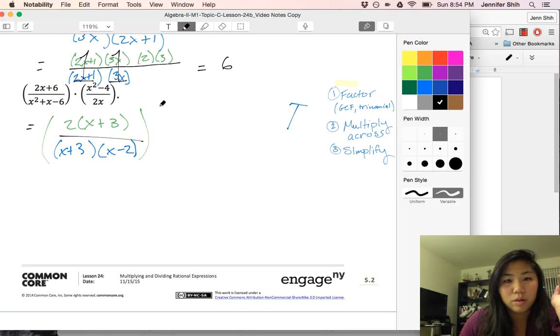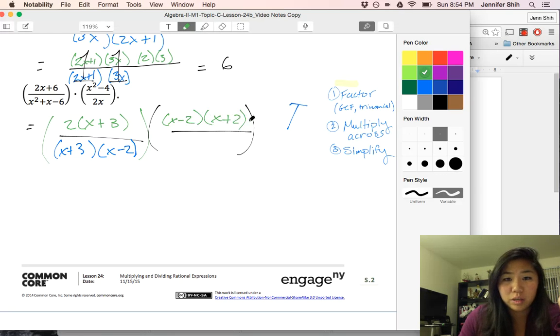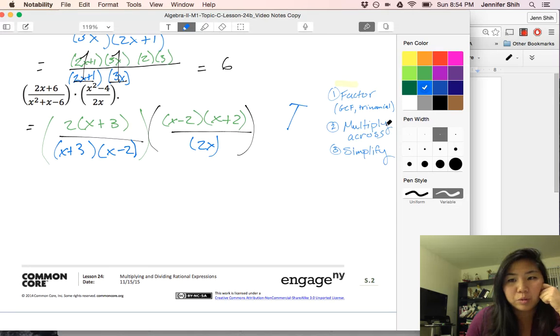And then we have another set of parentheses, and inside, let's take a look at our numerator. Our numerator is going to be x squared minus 4, and you should recognize this is difference of squares, and you should have x minus 2 and x plus 2 in your mental math factoring arsenal. And then in the denominator, you're going to have your 2x still. So now it's the time where we're going to multiply across.